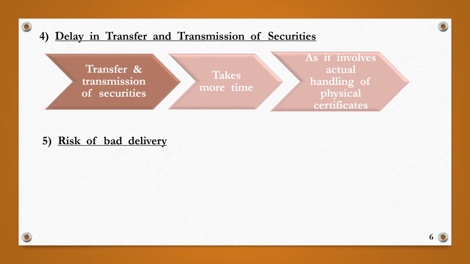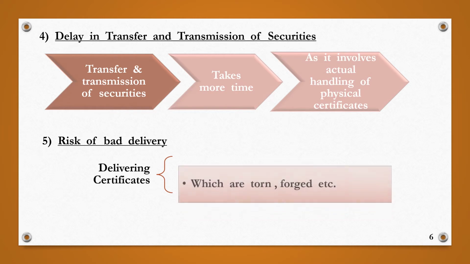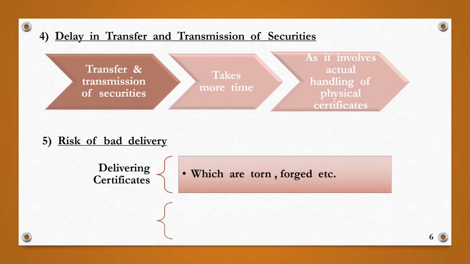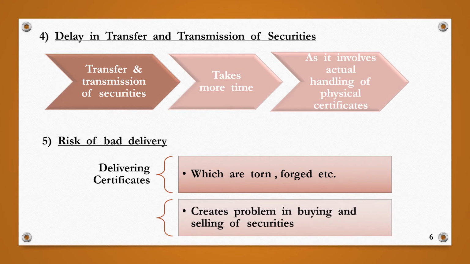The fifth one is related to risk of bad delivery. When shares are held in physical form, it also faces the problem of bad delivery. It basically involves printing of fake, that is, forged share certificates, or offering torn or patched or altered pieces of paper in exchange of money. Now, while delivering such certificates which are torn, forged, etc., then it would definitely create problem in buying and selling of securities.